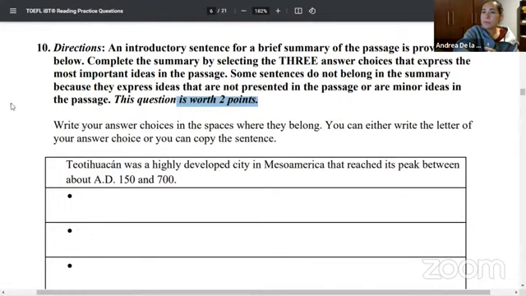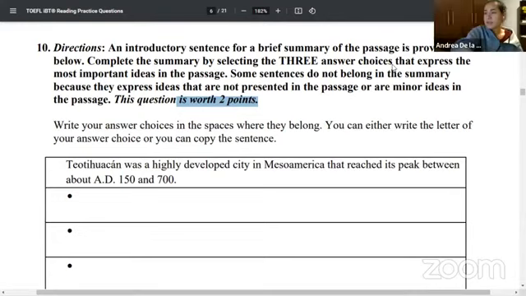Pansy, could you please read the directions? Okay, and an introductory sentence for a brief summary of the passage is provided below. Complete the summary by selecting the 3 answer choices that express the most important ideas in the passage. Some sentences do not belong in the summary because they express ideas that are not present in the passage, or are minor ideas in the passage. This question is worth 2 points.